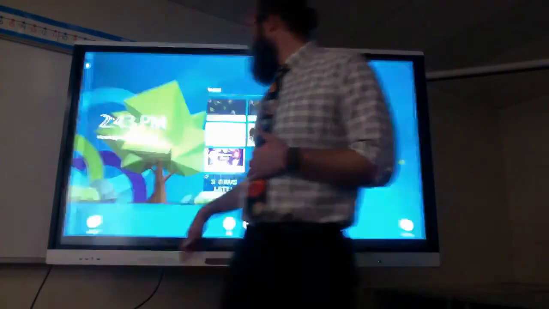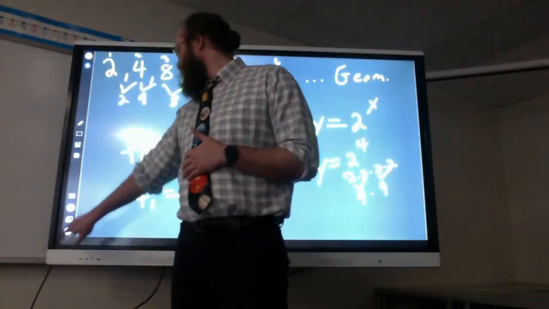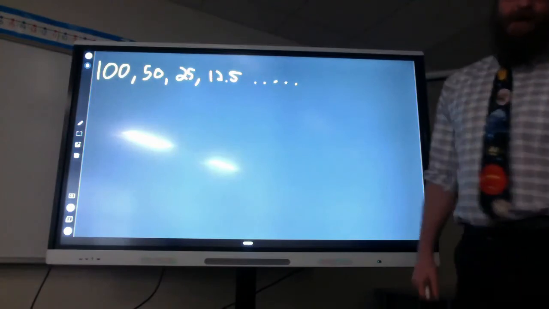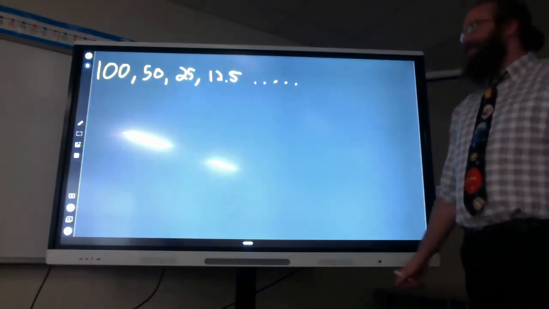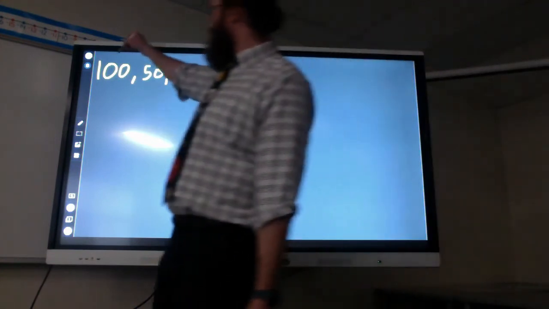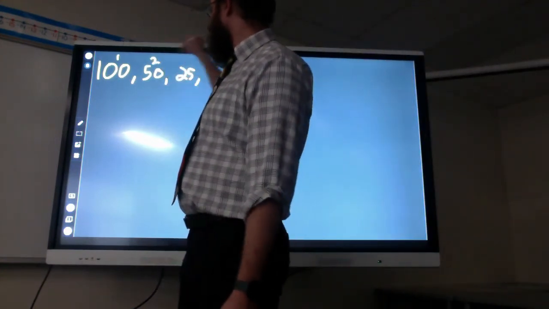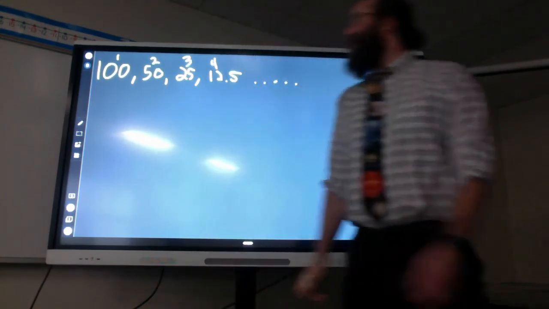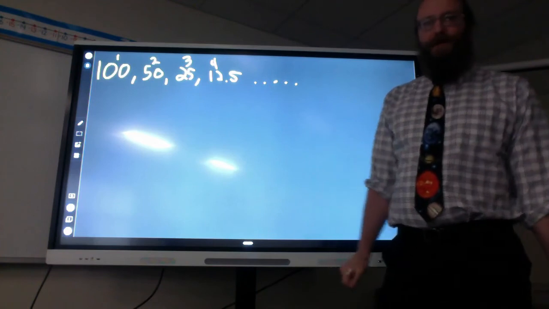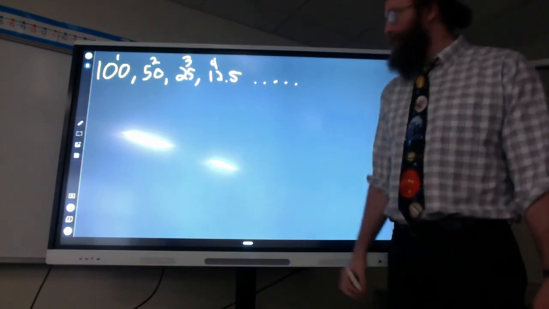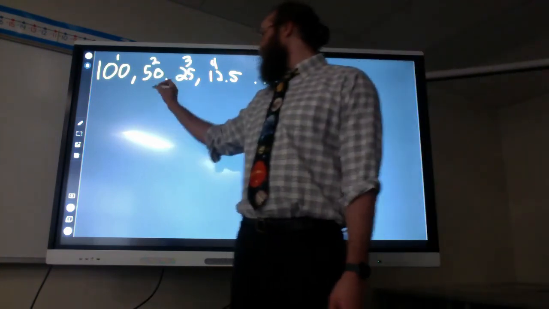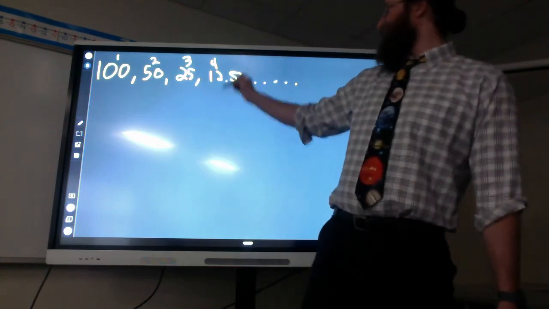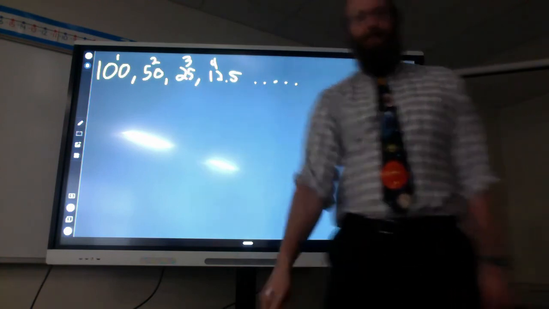Moving on to the last problem of today. In this pattern, we have 100, 50, 25, 12.5. We're going to start by labeling our steps. 1, 2, 3, 4. And we're going to figure out what's happening between each step. So it's going down by 50, then by 25, then by 12.5, then by 6.25.